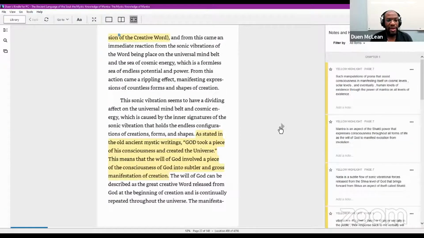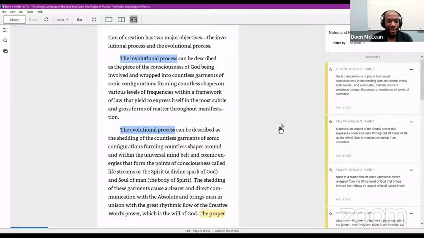The manifestation of creation has two major objectives: the involutional process and the evolutional process. The involutional process can be described as the piece of the consciousness of God being involved and wrapped into countless garments of sonic configurations, forming countless shapes on various levels of frequencies within a framework of law that yield to express itself in the most subtle and gross forms of matter throughout manifestation.